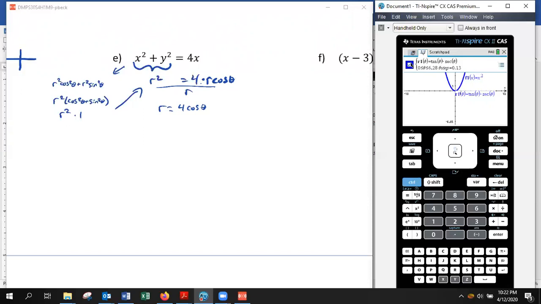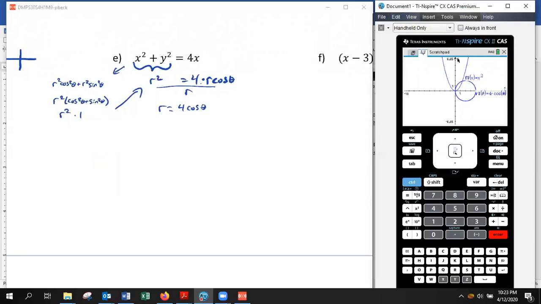And if you are wondering what that looks like, let me go ahead and graph it for you. This is something that you should be somewhat familiar with, 4 cosine theta. And you say, how am I familiar with this? I've never seen this before. If you look at that, you see that's a circle. And yes, we have graphed circles before.